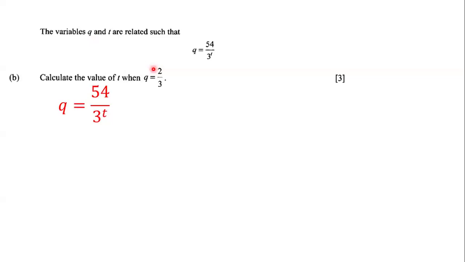And so since q is equal to 2 over 3, wherever we see q, we're going to put 2 over 3. And so we substitute. So instead of putting q, we put 2 over 3. Next, what do we do?